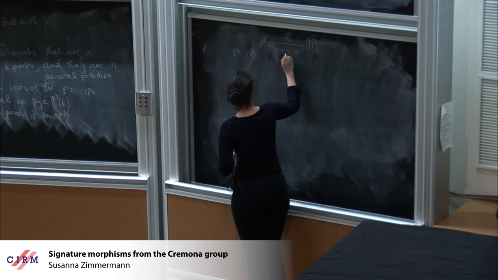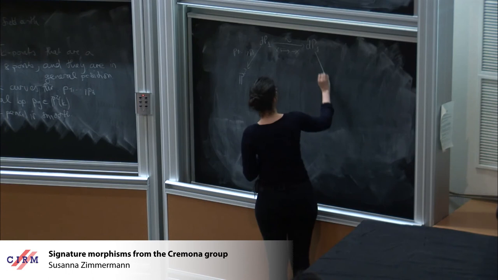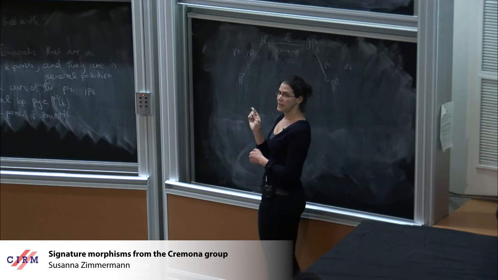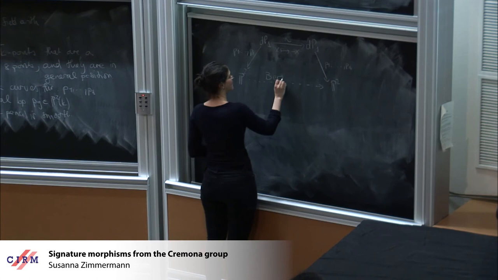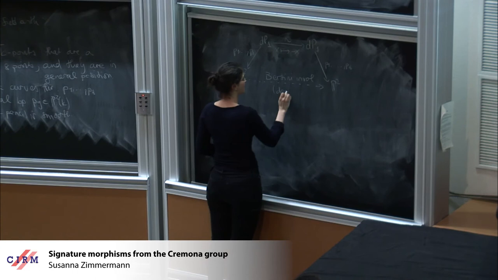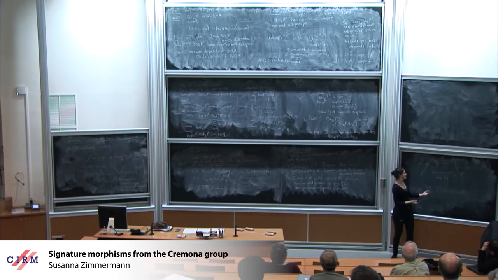I will write this. This is what we do on each fiber. And we go down the same way we came. And what we obtain below is a birational transformation, which is called Bertini involution, and which is of degree 17. So the degree here, this 17, is not important in the story. It's just to say this is not an automorphism.